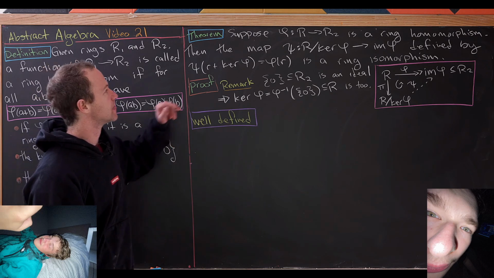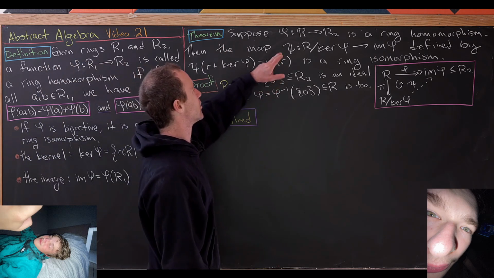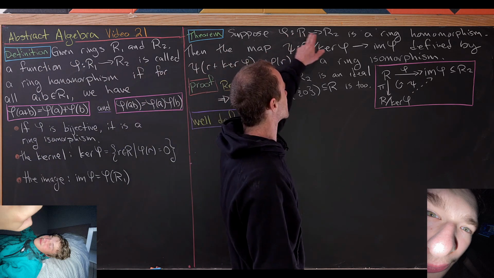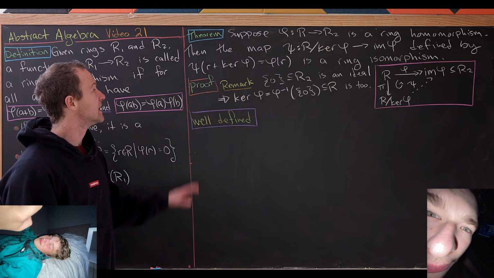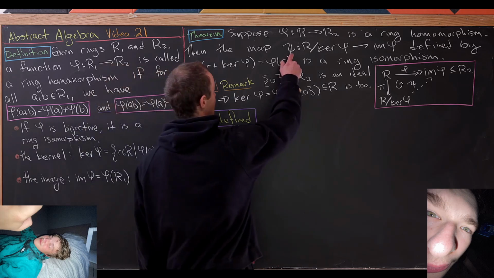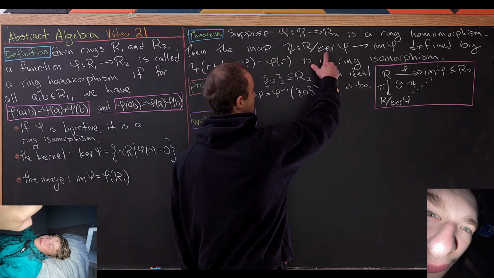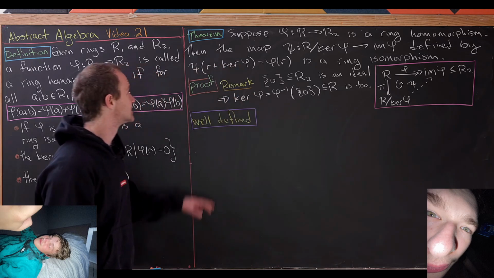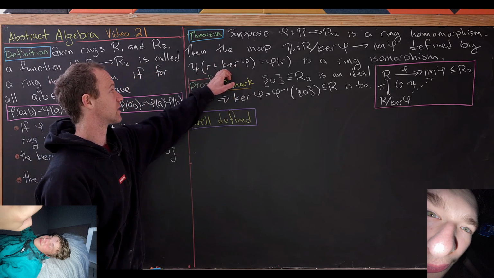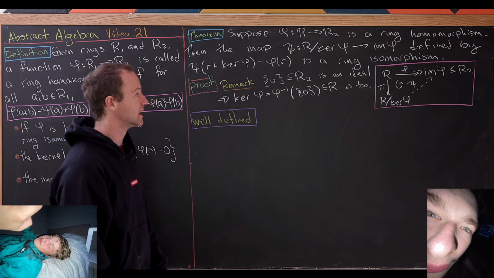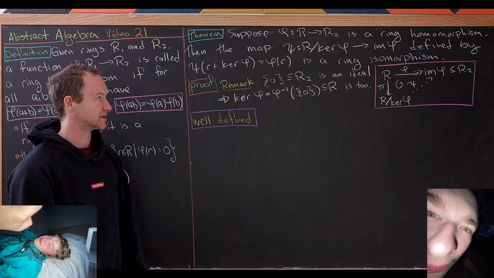Okay, so anyway, let's suppose we've got a ring homomorphism phi from R to R2. So instead of calling that R1, I've just called it R. Then the map psi from R mod the kernel of phi to the image of phi, defined by psi acting on the coset R plus kernel of phi equal to phi of R, is a ring isomorphism.